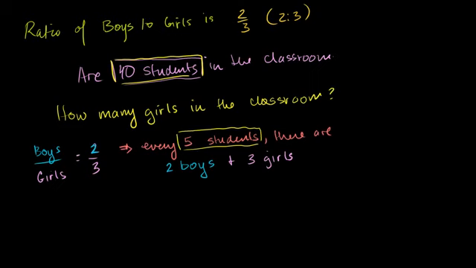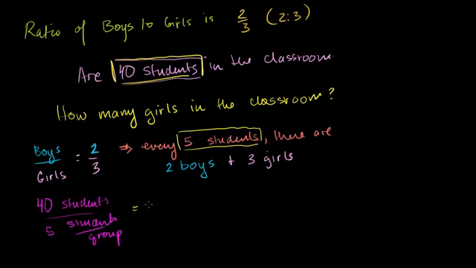Let me do it in this purple color. I have 40 students, and there are 5 students per group. I figured out that group just by looking at the ratio. For every 5 students, I have 2 boys and 3 girls. So how many groups of 5 students do I have?